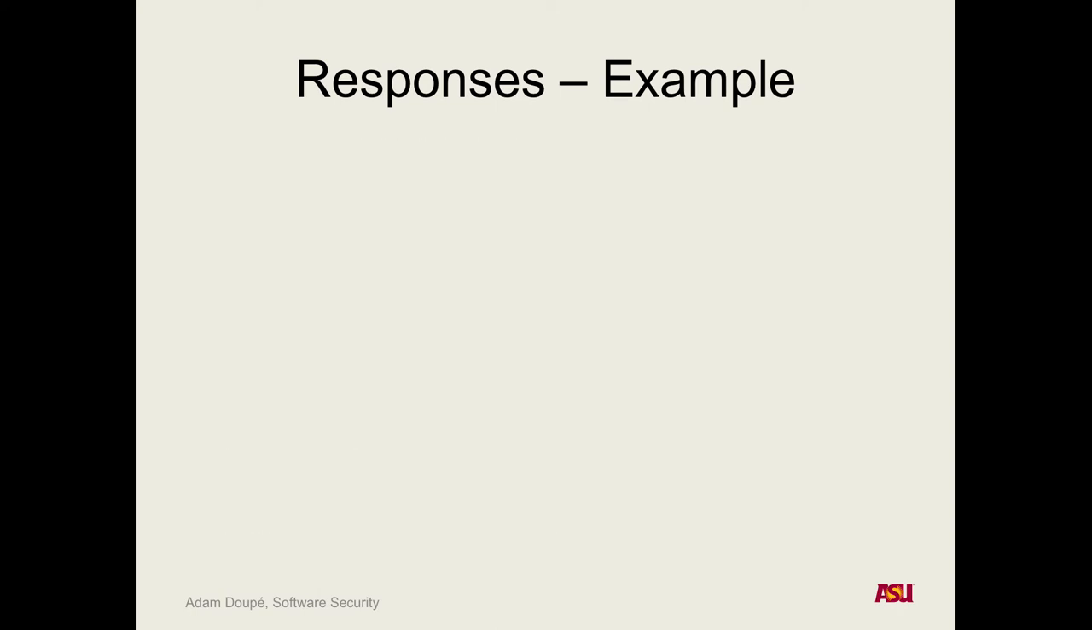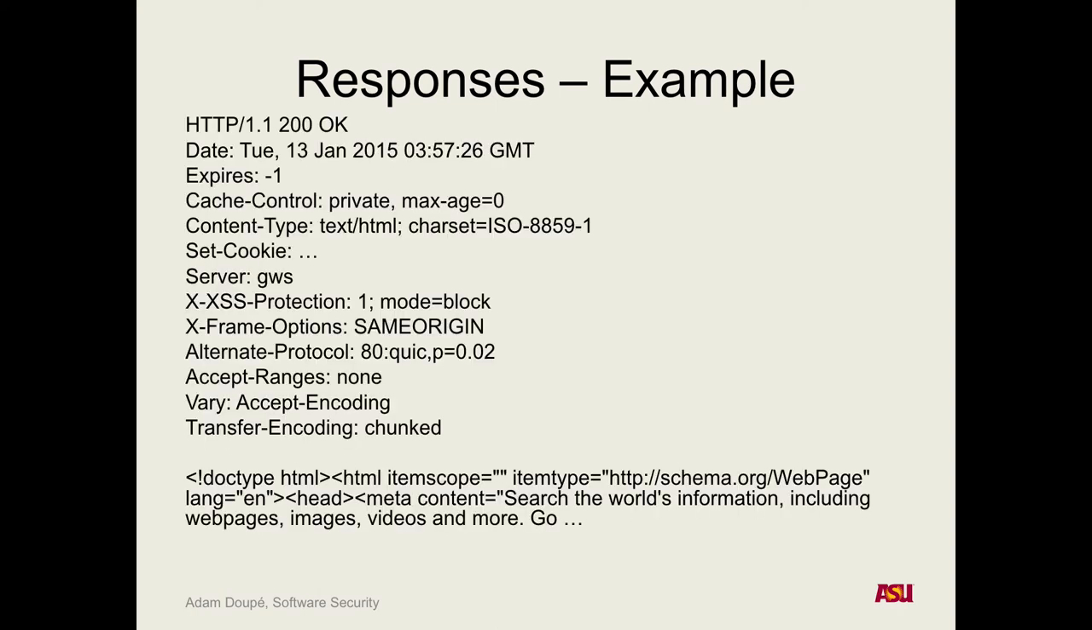Okay. Let's do it. And the response you're going to get is going to be something insane like this. But it still follows that exact format. So we still have the protocol that we get sent back. It's an HTTP 1.1 response. We've got a 200 status code, and we got okay, so everything is all good.